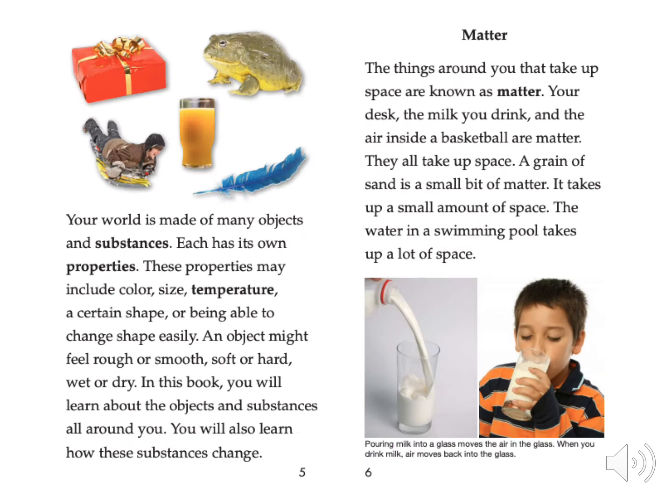Your world is made of many objects and substances. Each has its own properties. These properties may include color, size, temperature, a certain shape, or being able to change shape easily. An object might feel rough or smooth, soft or hard, wet or dry. In this book, you will learn about the objects and substances all around you. You will also learn about how these substances change.